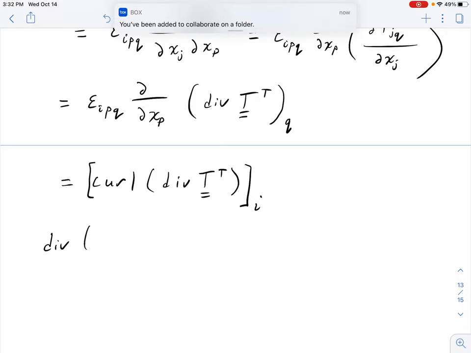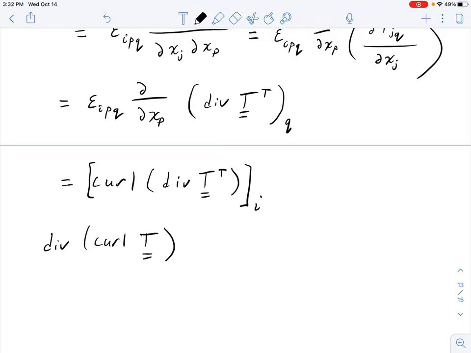Divergence curl T is equal to curl the divergence of T transpose. All right, that's it for today.